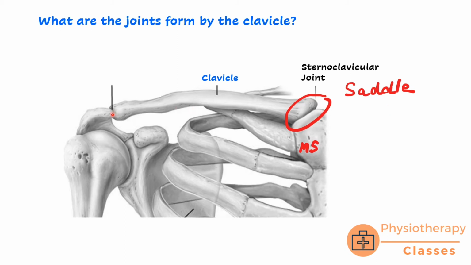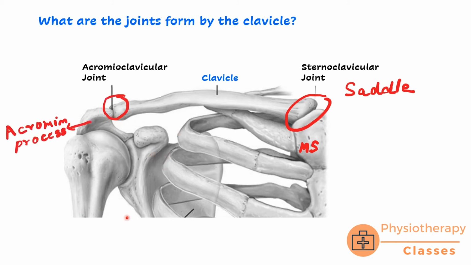The lateral end of the clavicle is going to articulate with the acromion process here of the scapula. This is scapula bone, this is the acromion process, and the joint formed is known as acromioclavicular joint. And which type of joint is this? This is plain synovial joint. So what are the joints formed by the clavicle? Medial end articulates with manubrium sterni to form the sternoclavicular joint, variety is saddle type. Lateral end articulates with acromion process to form acromioclavicular joint, which is plain type of synovial joint.